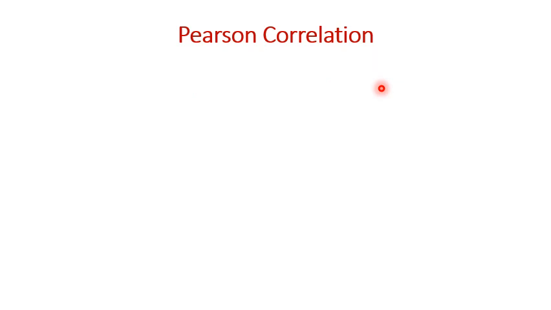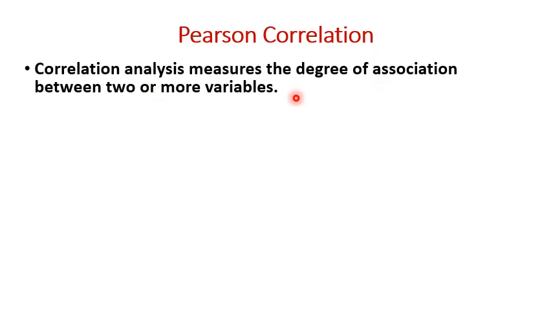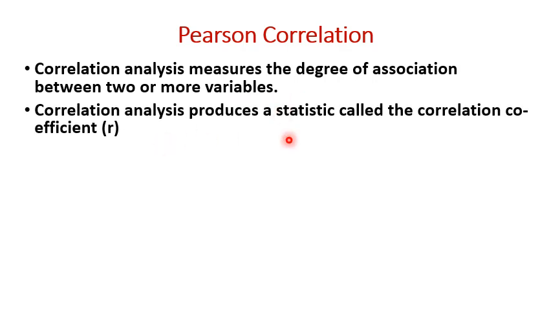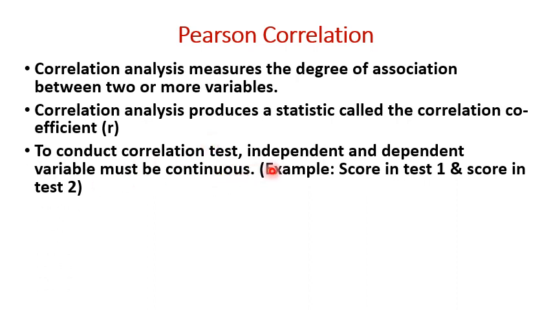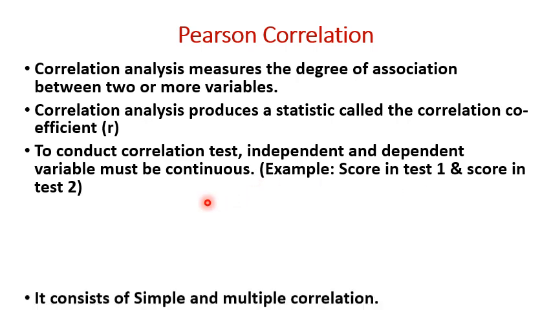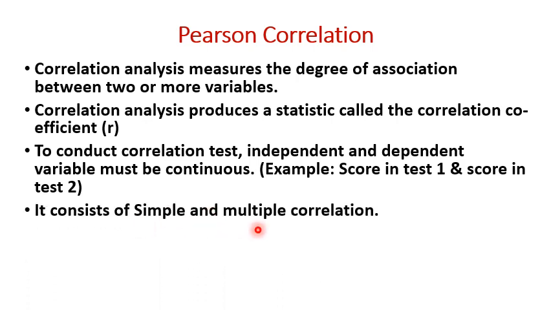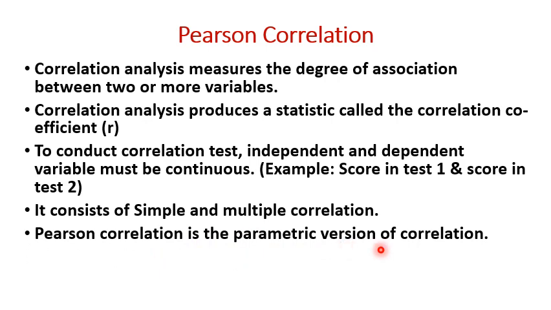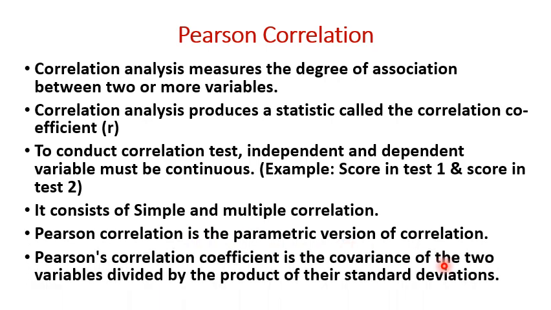The next one, Pearson correlation. Correlation analysis measures the degree of association between two or more variables. Correlation analysis produces a statistic called the correlation coefficient, denoted by the letter R. To conduct a correlation test, the independent and dependent variables must be continuous. So both variables must be continuous, for example, score in test 1 and score in test 2. It consists of simple and multiple correlation. Pearson correlation is the parametric version of correlation. Pearson's correlation coefficient is the covariance of the two variables divided by the product of their standard deviations.